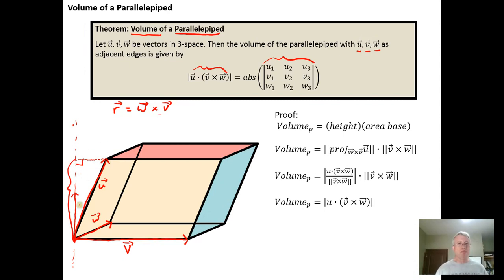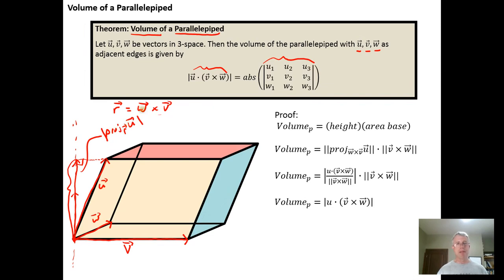But if I think about the vector from here to here, that's just the projection of u onto that cross product. So the vector from here all the way to here, we've already shown that this is the projection of u onto that vector, and I named that vector r. He's the cross product. So to get the height of this parallelepiped, I just need to take the size of that vector.